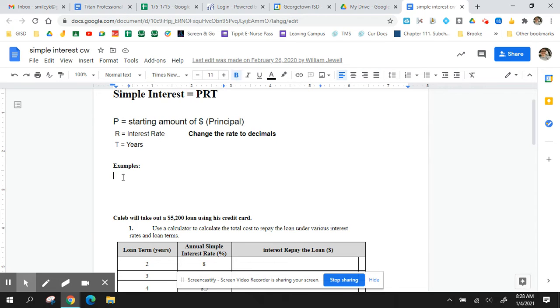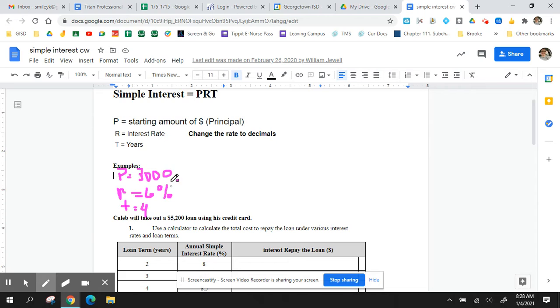So for example, I'm going to have a principal amount of $3,000. That's what I'm going to get out, maybe from the bank, or I put it in and I earn money. I'm going to put this into the bank. My R is going to be 6%, and my time in years is going to be 4 years.